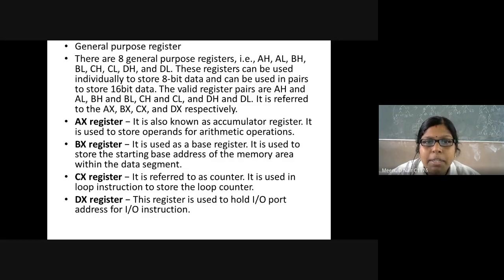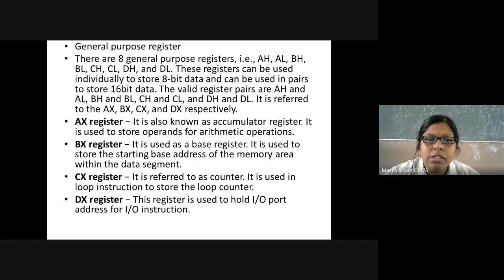Then you have seen the general purpose registers. How many general purpose registers are there? There are 8: AH, AL, BH, BL, CH, CL, DH, and DL. AH is 8 bit, AL is 8 bit, so together you can call it a 16-bit register. AH and AL combine as AX, BH and BL as BX, CH and CL as CX, DH and DL as DX. These are the general purpose registers.